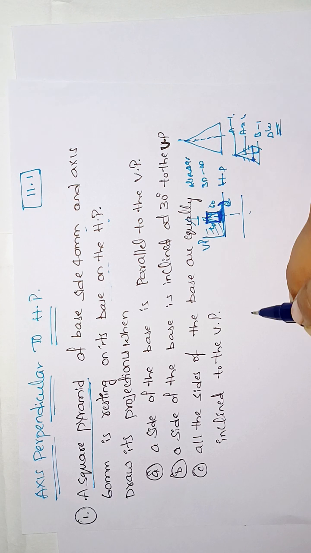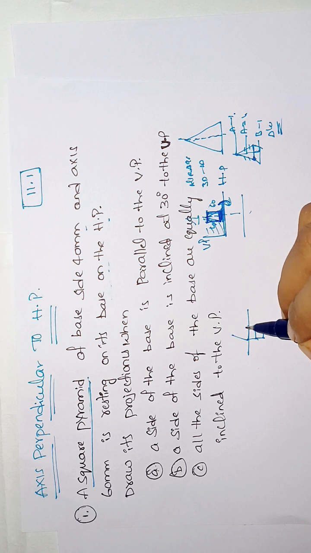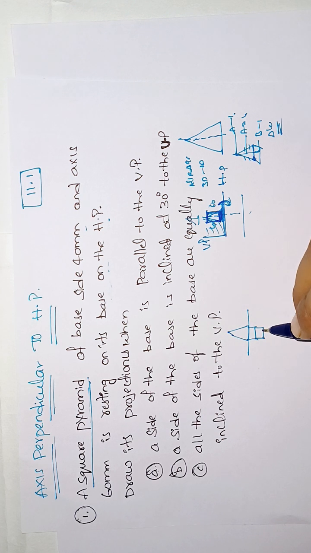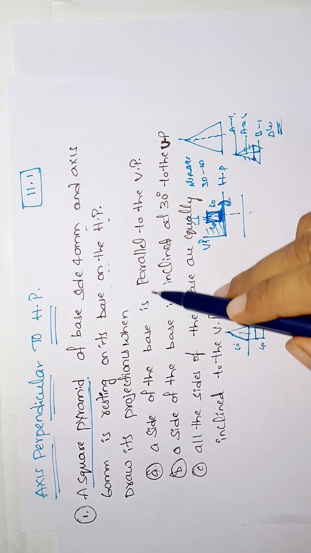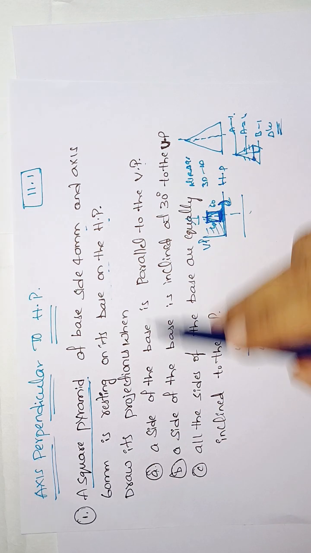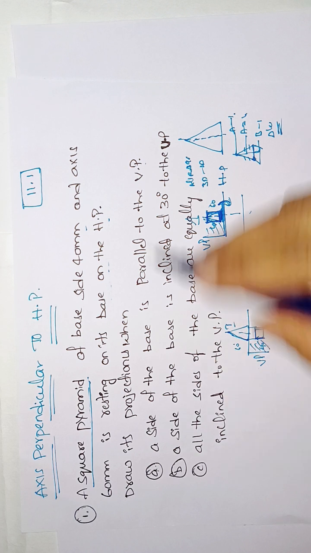Below the reference line is the square, and project the base to get the pyramid. The axis is 60 mm and the base is 40 mm. Here it is mentioned that a side of the base is parallel to the VP. This means you take any base that is parallel to VP. This is the first, that is A.